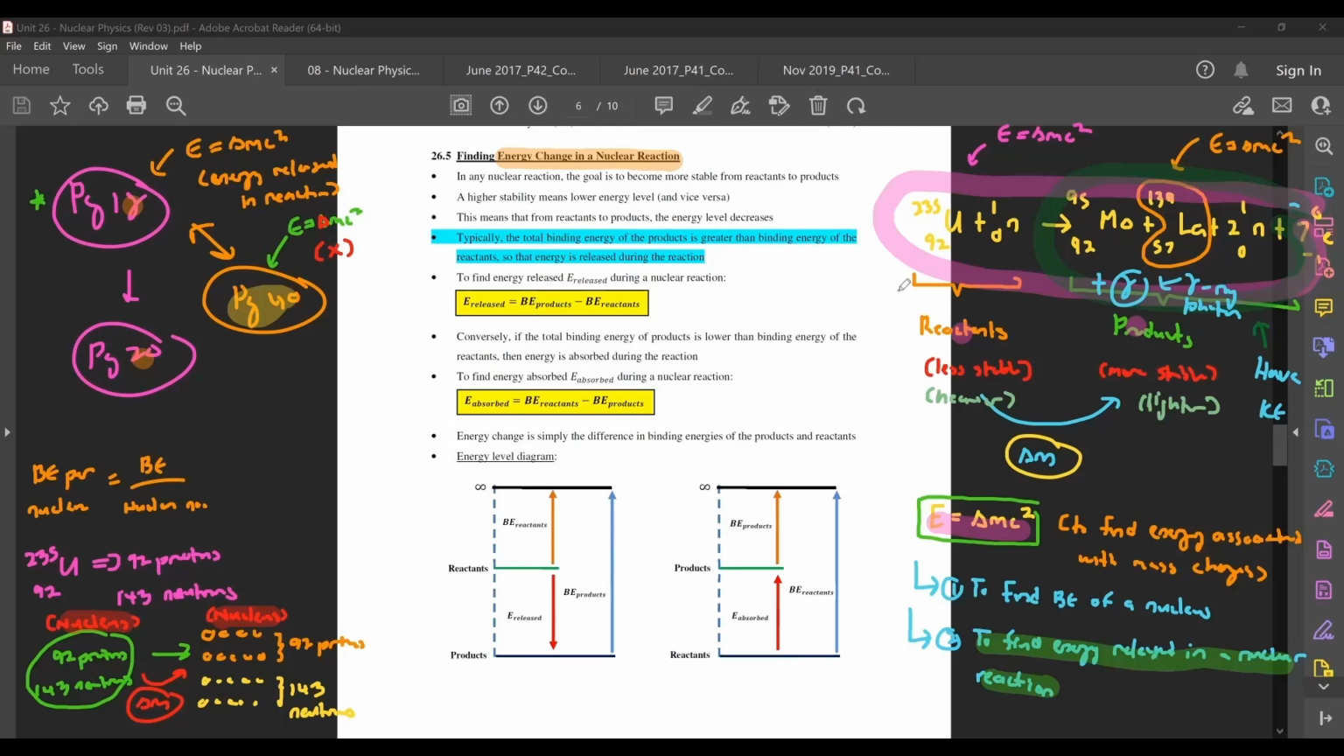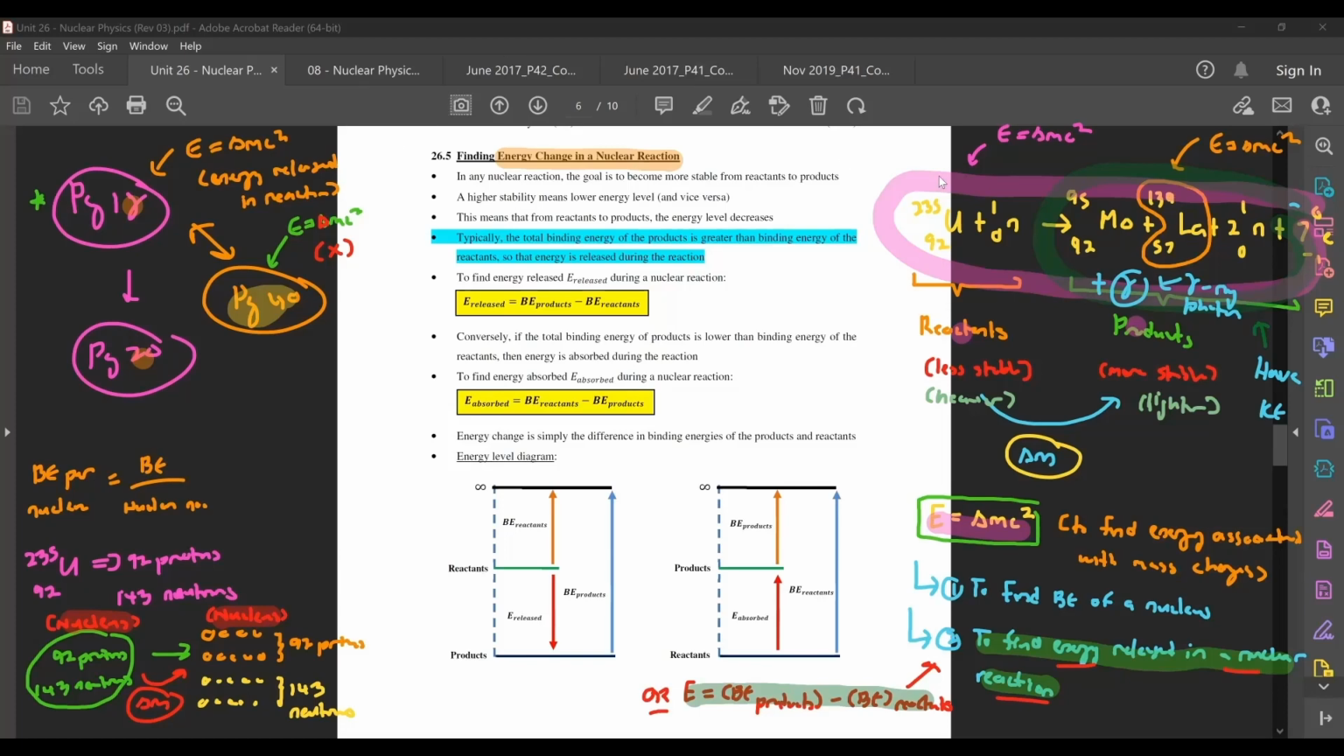This one is actually using E equals BE of your products minus BE of your reactants. Okay, to find energy release in a nuclear reaction, you actually can use another separate equation, which is this one. Binding energy of products minus binding energy of reactants. Okay, so why do you even say that? It will probably make more sense to look at it in the form of an energy level diagram. Okay, so let's just go through the points one by one slowly first.